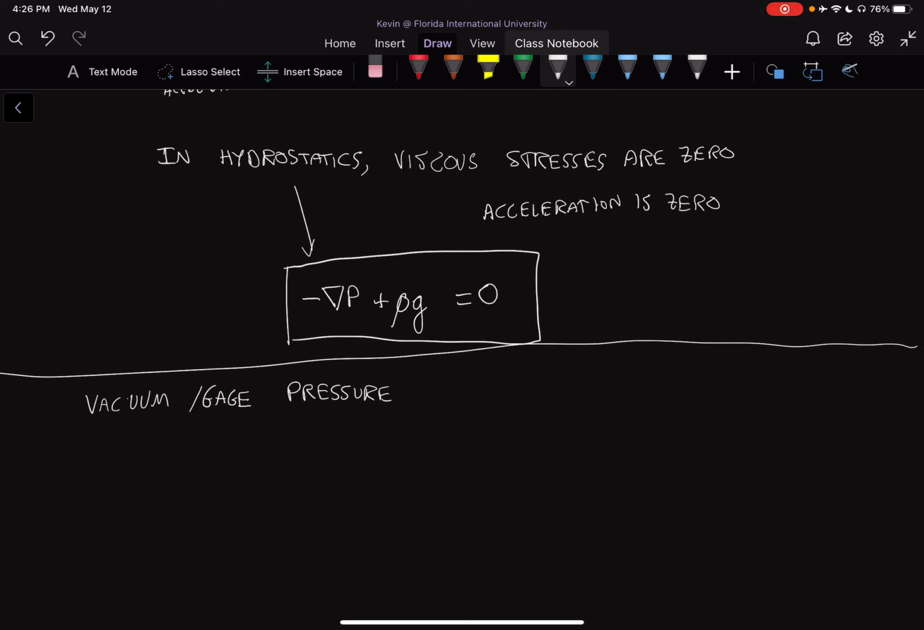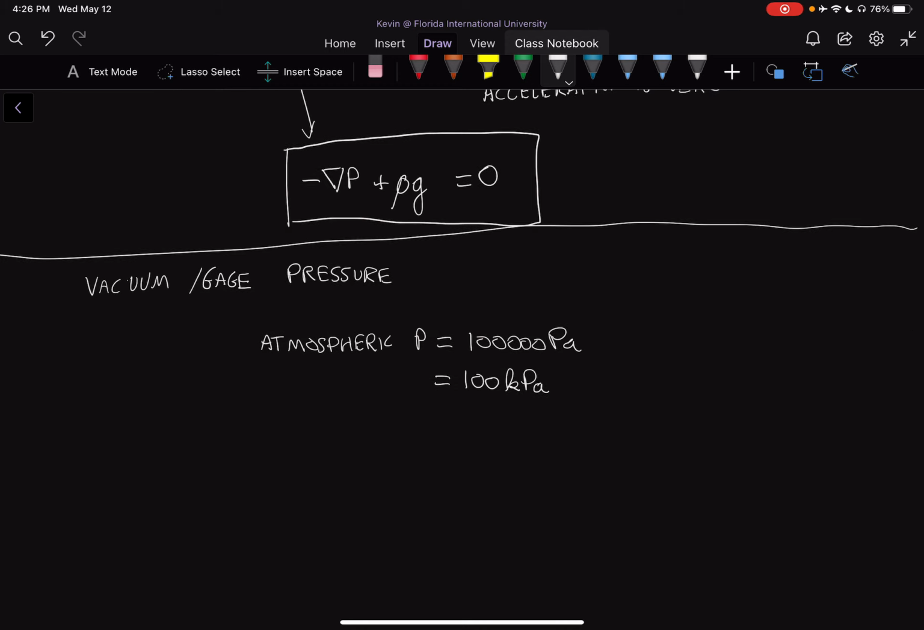So let's say we have an atmospheric pressure equal to 100,000 pascals. Okay, that's usually close to our atmospheric pressure. And this can be rewritten as 100 kilopascals as well. Okay, now let's assume that we actually have in the air today an absolute pressure. So the total pressure is equal to 120,000 pascals, or 120 kilopascals.